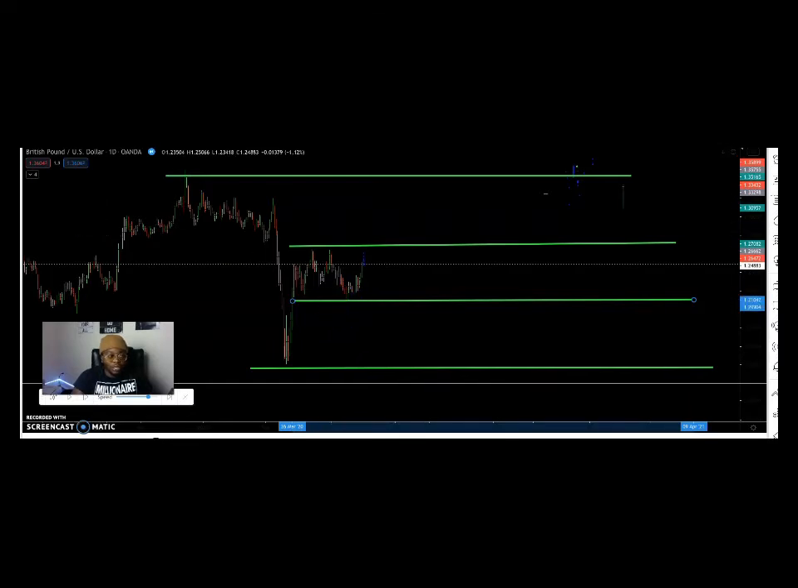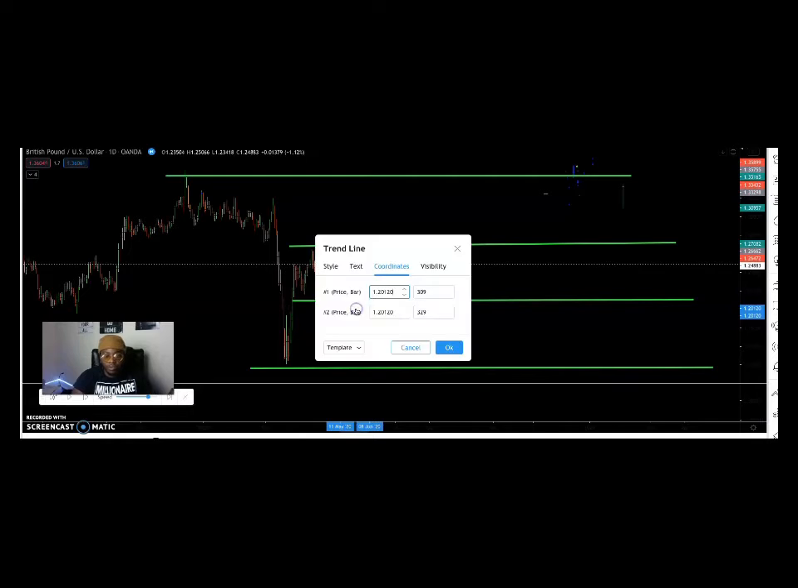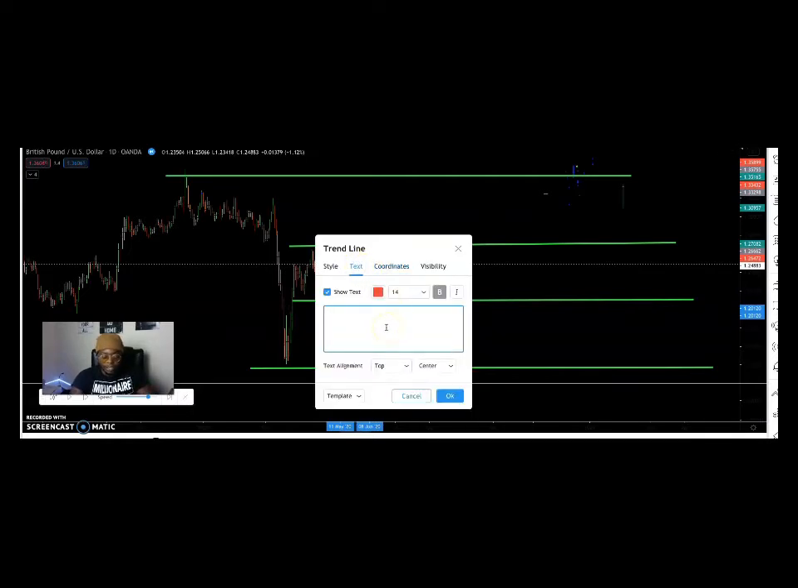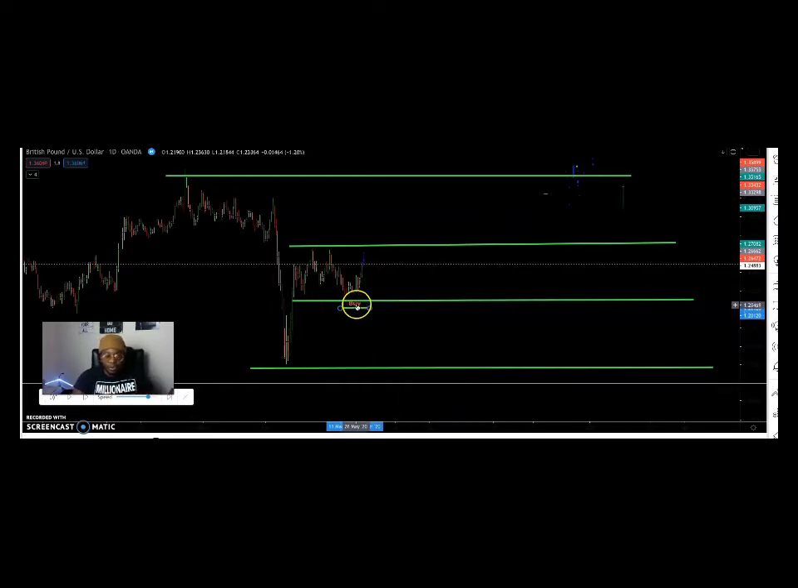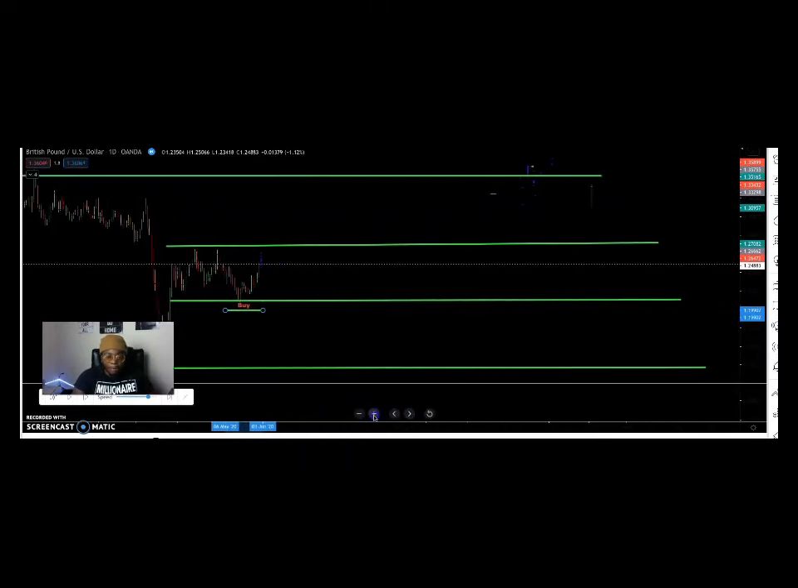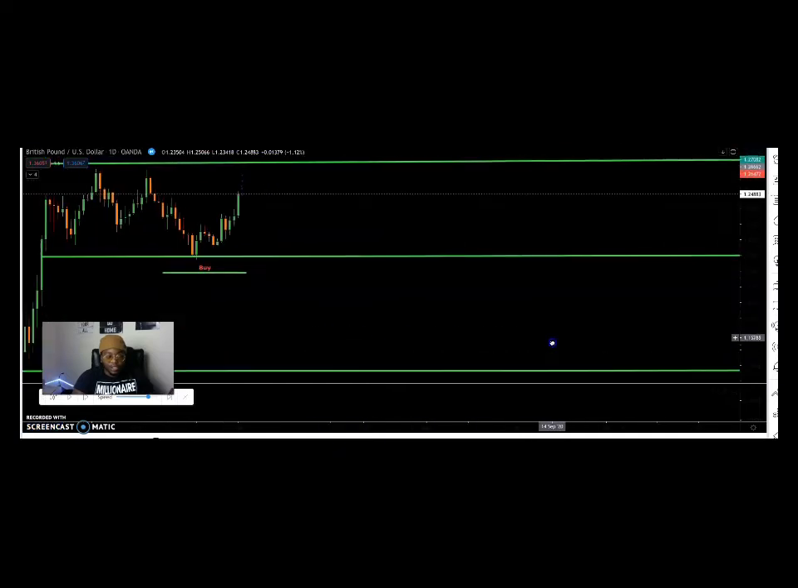Okay, so let me add this right here. So what we're gonna put is text. We're gonna put buy. All right, boom. So we're gonna buy here at the lowest point off the wick. And let me zoom in so you can see where we would have gotten in at. So we would have gotten in right here, boom, off this wick.